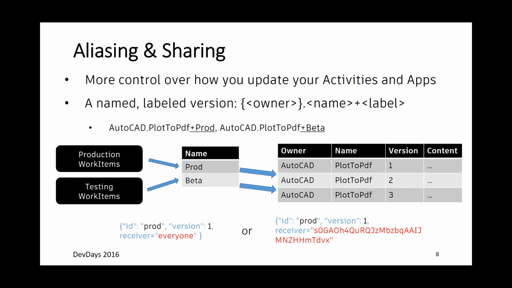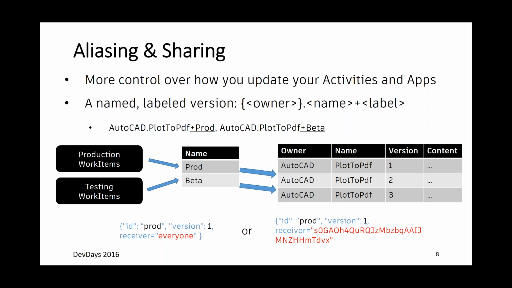So this really fancy animation here shows what that would look like. You've got three versions of your plot to PDF, and when you're ready, you update what the prod alias points to and what the beta alias points to, so that version 2 becomes prod and version 3 becomes beta that you're working on. So you can roll forward and roll backward as needed, and your users won't know anything different and, more importantly, won't need to do any more work.